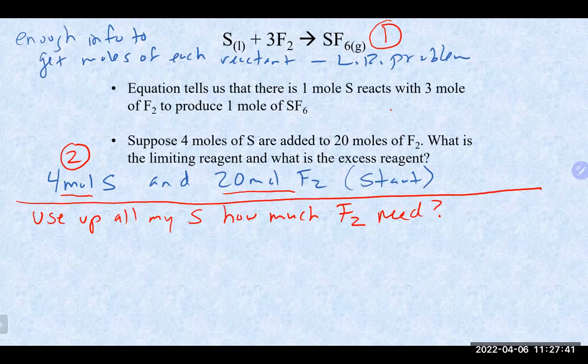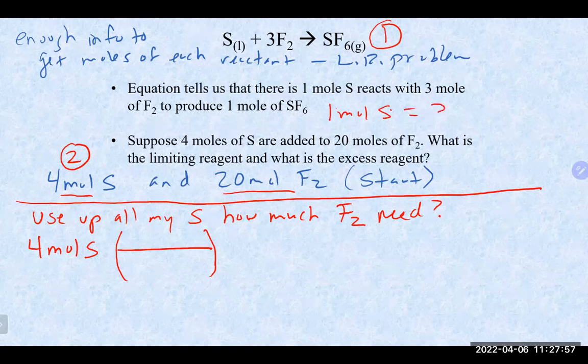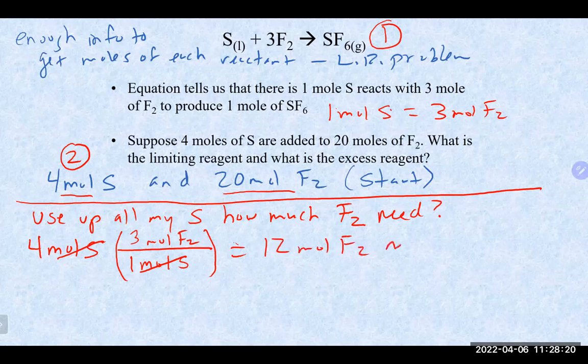And we will do it just like normal. I'm going to take the starting amount of my sulfur, which is 4 moles. I'm going to do a basic stoichiometry calculation going to the equation. As it says up here, for every 1 mole of sulfur, I need 3 moles of F2. Same idea as what we did before. We're going to get rid of the sulfur: 1 mole of sulfur on the bottom, 3 moles of F2 up on top. The moles of sulfur cancel, and I believe that is 12 moles of F2 needed.